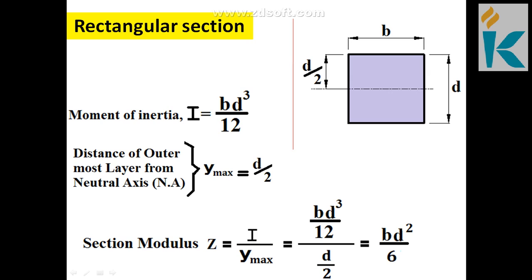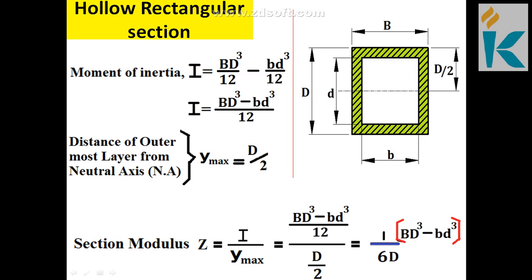Coming to the moment of inertia formula, I equal to bd cube by 12. The distance of the outermost layer from the neutral axis, y max, is d by 2. Coming to the calculation of section modulus, Z equal to I by y max. Substitute all the values: bd cube by 12 divided by d by 2. Finally you get bd squared by 6. This is the section modulus for a rectangular section.